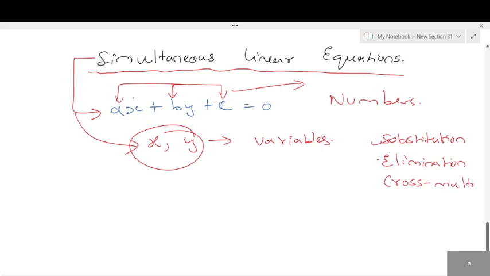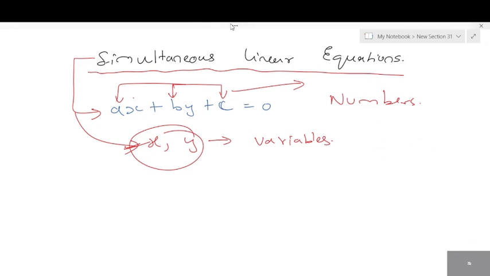First we'll complete the substitution and elimination methods. You'll have two equations, and how many variables do you have to find? Two unknown variables, you have to find their values.